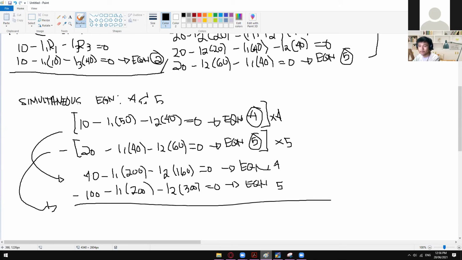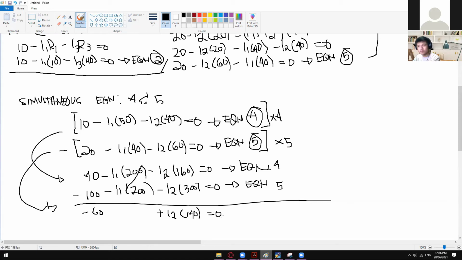so that we can have 40 minus 100 will give us negative 60, and then minus plus minus will become positive. So all in all, this will become positive I1 times 200. So this will be cancelled. Okay, it will give us a 0. And then in here, negative plus negative will become positive. So positive 300 minus 160 is equal to positive 140. 140 is equal to 0.